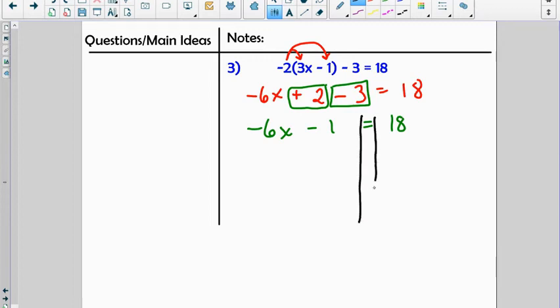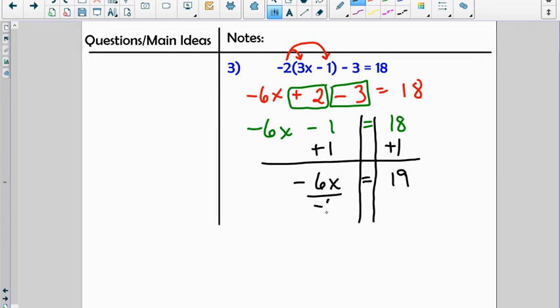Now that we've simplified the left-hand side, we're ready to finish solving. I want to undo the subtraction first, so I add 1 to both sides. That's going to give me negative 6x equals 19. Finally, I can divide to undo the multiplication. I divide by negative 6 because I'm trying to turn that into a positive x.